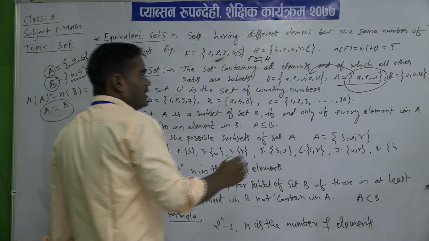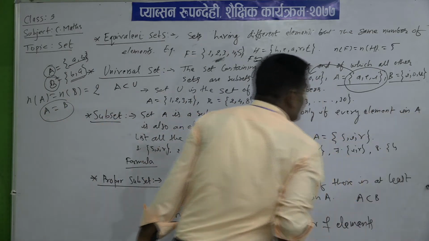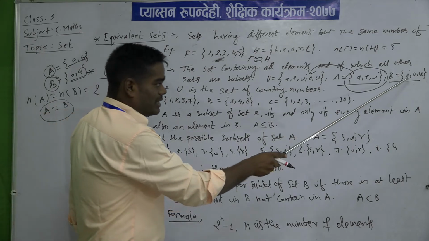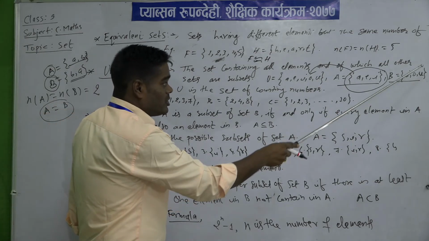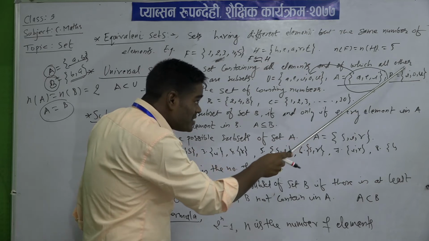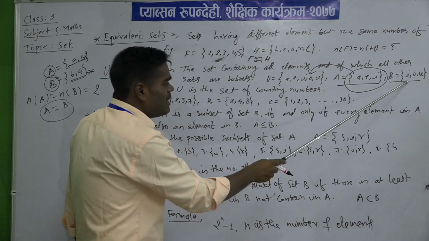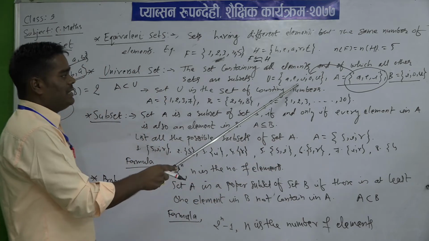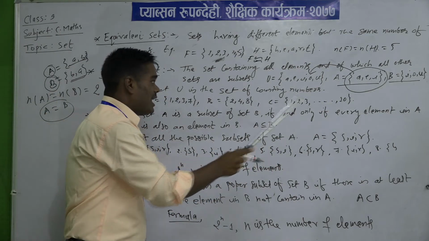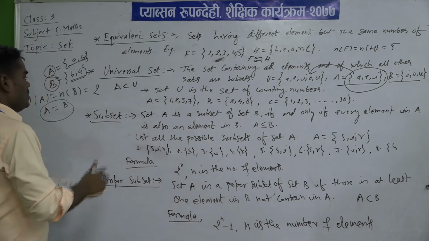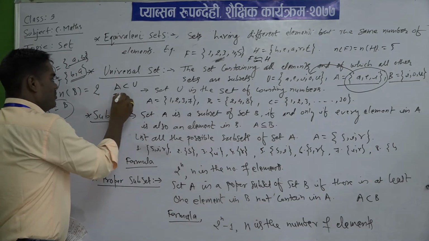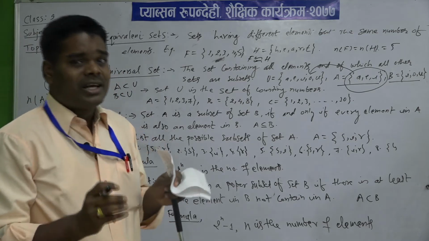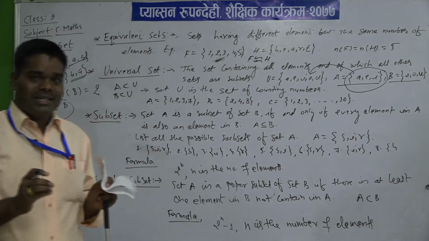And likewise in another set I have written here B. What are you watching there? In set B the elements are I, O, U. So see carefully, all the elements here are lying in set U. It means B is also a subset of U. So we can write B subset of U. It means whatever subsets there are, all the subsets are lying in the universal set.